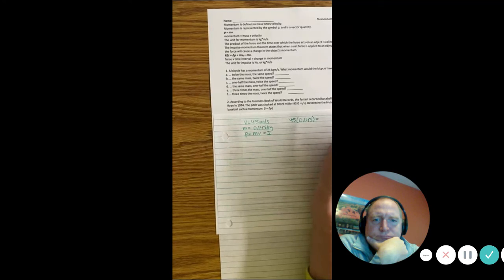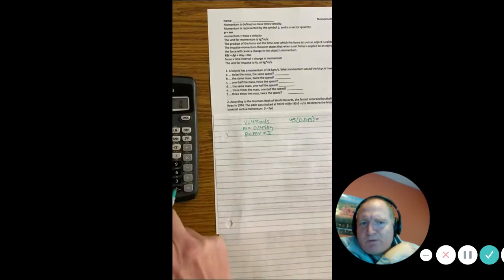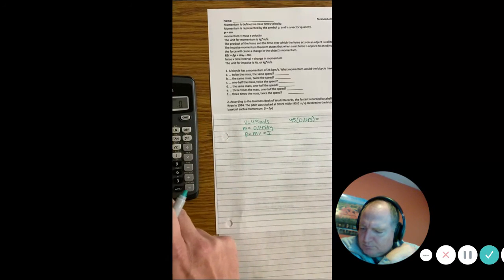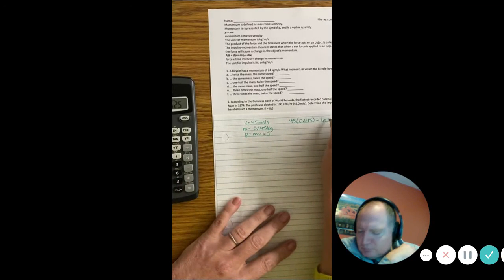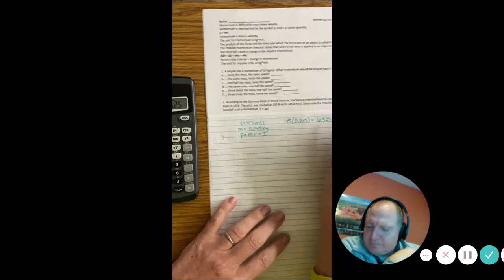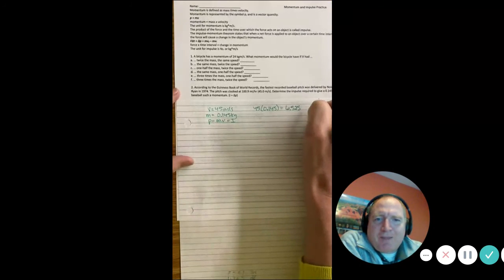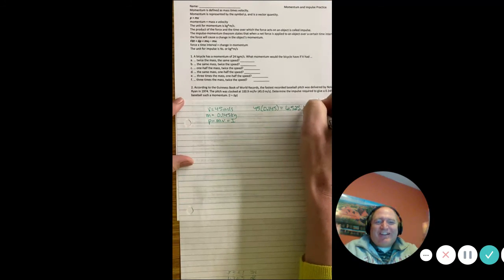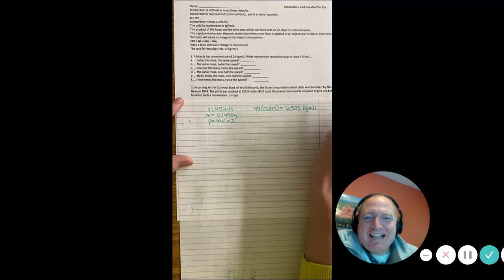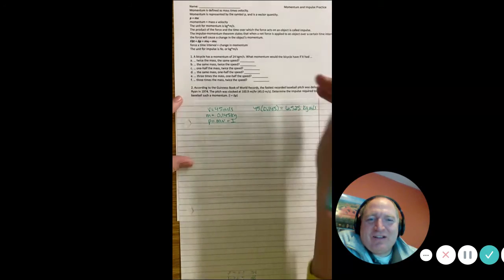0.145. Hey, Google, what's 45 times 0.145? The answer is 6,525. Oh, it didn't get the decimal point. 6.525. Look at all those significant figures. Meters per second, or you could also do it in newton seconds. Yeah, I love it. So let's talk about that. 6.525 newton seconds.